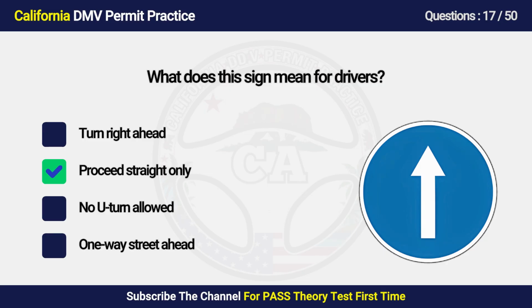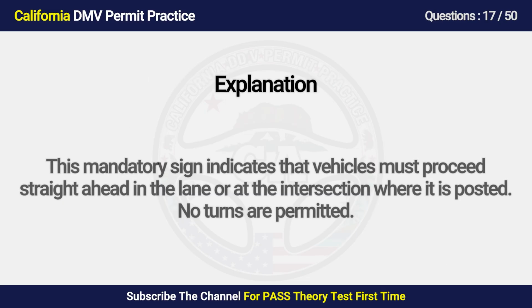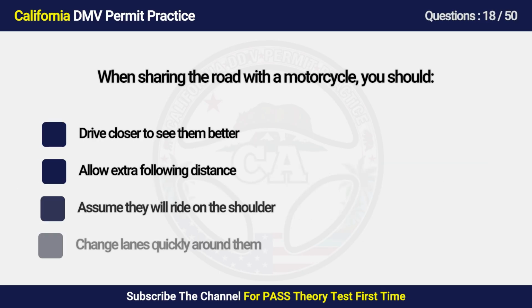Answer is B. Proceed straight only. This mandatory sign indicates that vehicles must proceed straight ahead in the lane or at the intersection where it is posted. No turns are permitted. Question 18. When sharing the road with a motorcycle, you should: A. Drive closer to see them better. B. Allow extra following distance. C. Assume they will ride on the shoulder. D. Change lanes quickly around them.